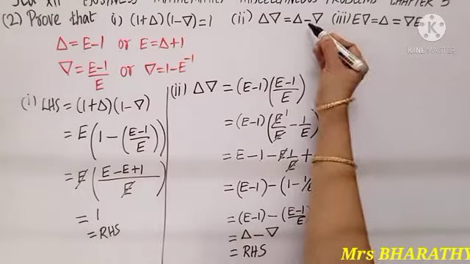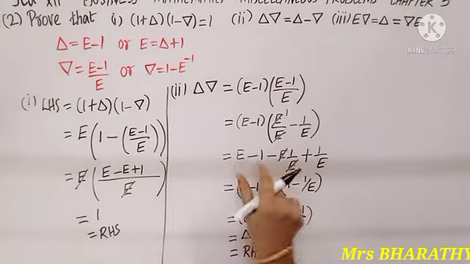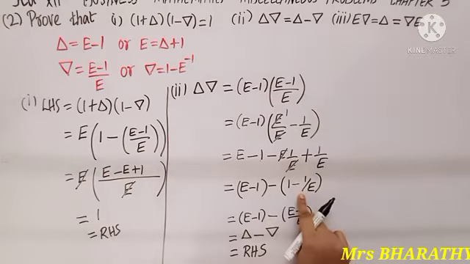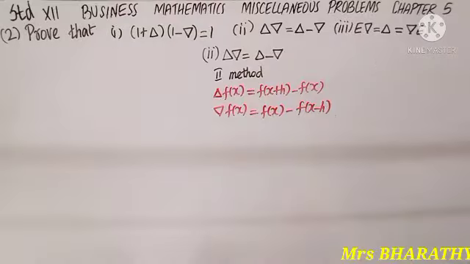I want the minus symbol. So the delta term, write as it is. Take minus from these two. As I take LCM, it reduces to nabla. So delta minus nabla, RHS is achieved.